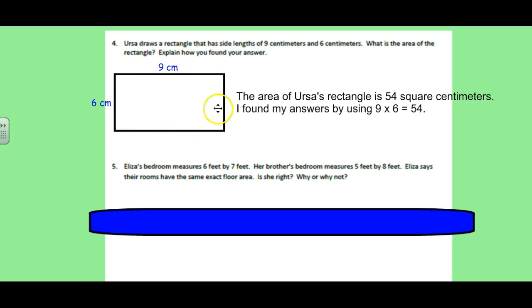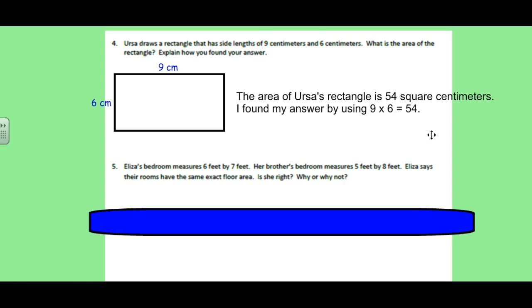So this is what I was looking for in the area model. And the sentence that I used is, the area of Ursa's rectangle is 54 square centimeters. Make sure that you didn't just put 54 centimeters. You need to have square centimeters. If you abbreviated that, that's still okay. It's still correct. And then I found my answer by using 9 times 6 equals 54.